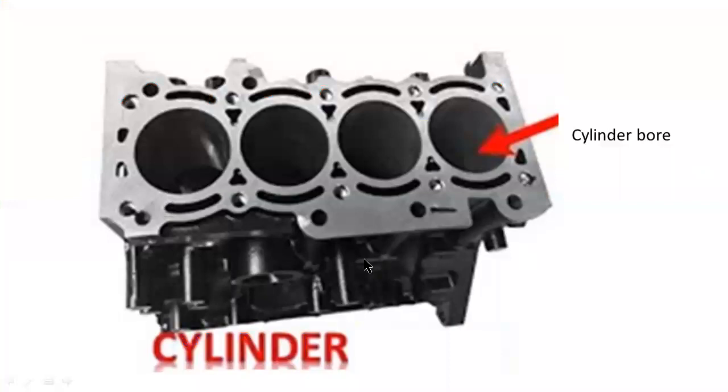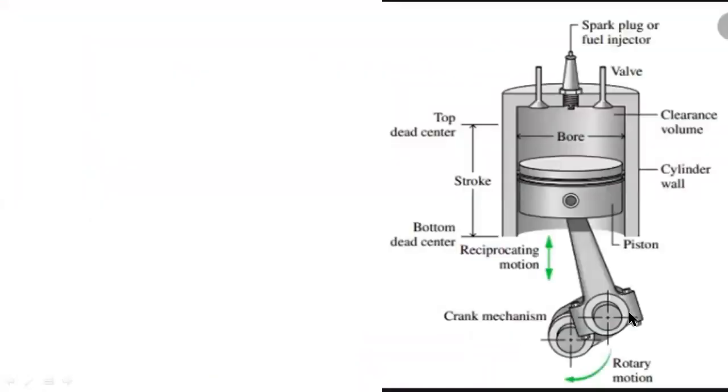This is an IC engine, a four cylinder multi-cylinder engine. So here four cylinders are there. These are the cylinder bores. This is a cylinder block. These are the parts listed here. This is a cylinder wall. This is the bore of a cylinder. These are the inlet and outlet valves. This is a spark plug or a fuel injector.